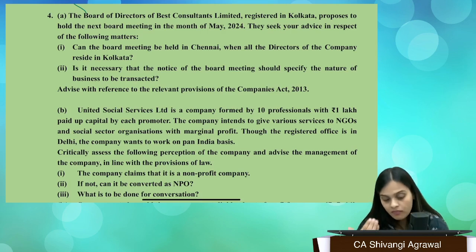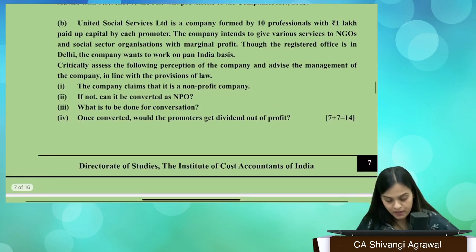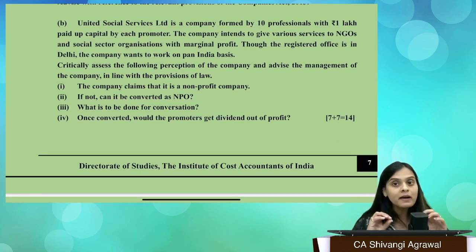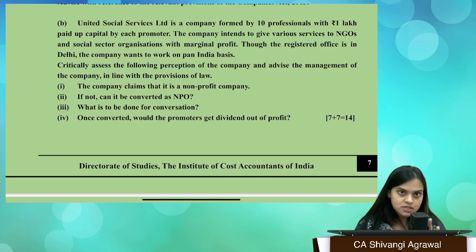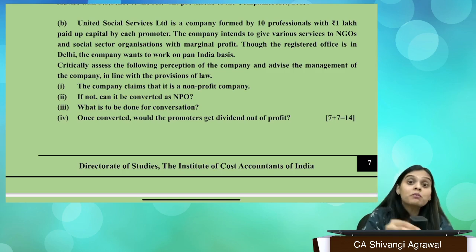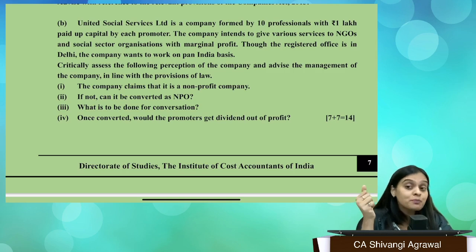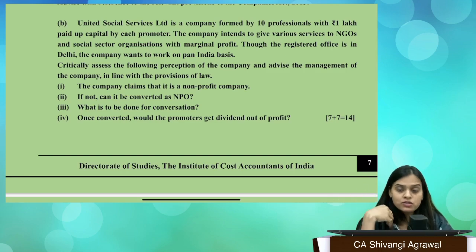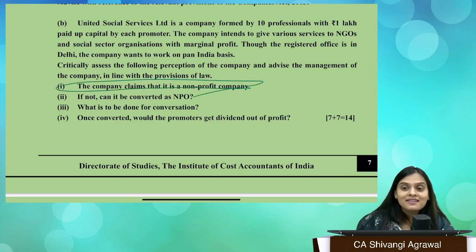Very simple. Question 4B. United Social Services Limited is a company which is formed by 10 professionals with 1 lakh paid up capital by each promoter. The company intends to give various services to NGOs and other social sector organizations with a marginal profit. So they're a profit making entity. Though the registered office is in Delhi, the company wants to work pan India. Fine. Critically assess the following perception and advise the management. The company claims it is a non-profit company.